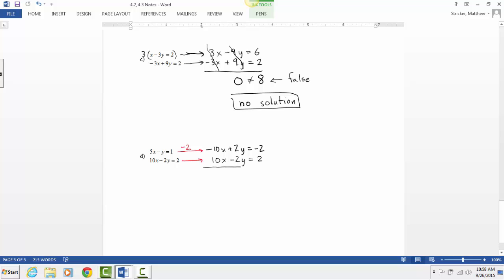And you may be starting to notice that something strange is going to happen again here, because the x's cancel, the y's cancel, and the numbers cancel, and I get 0 equals 0, which is not false like the last one. This is true. It's always true. 0 is always equal to 0. So this is not the special case of no solution. This is the special case of infinitely many solutions.